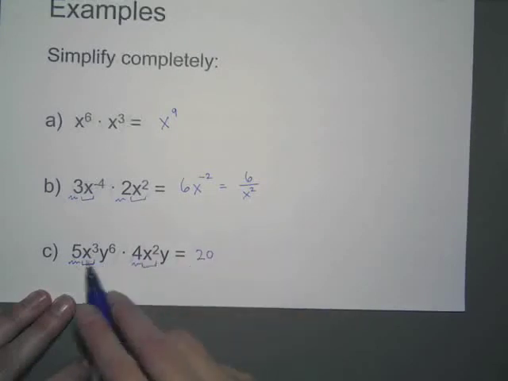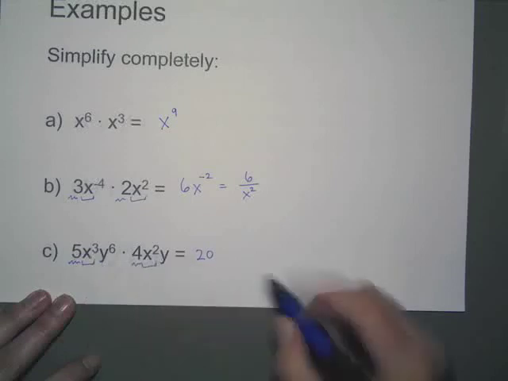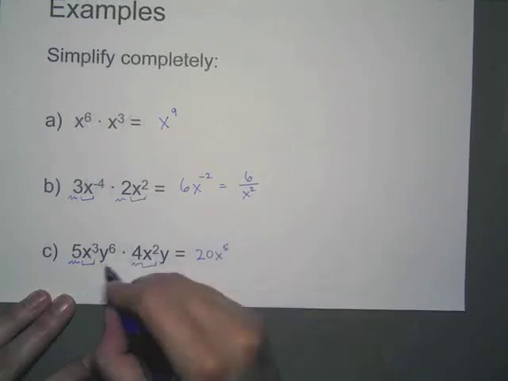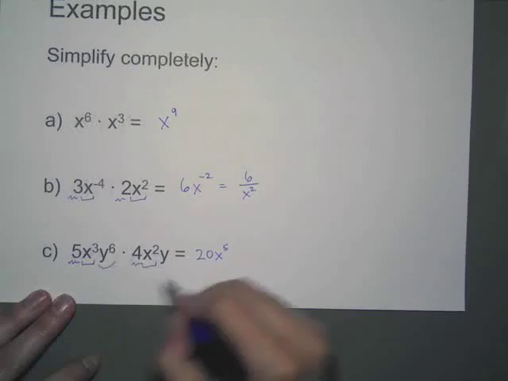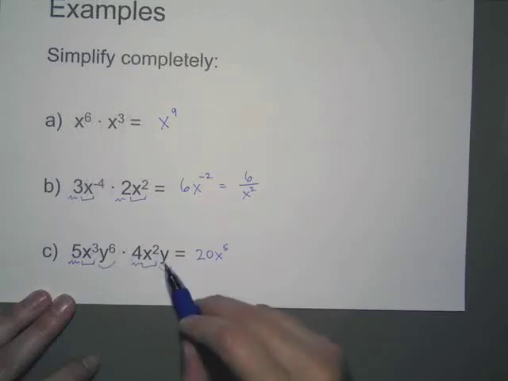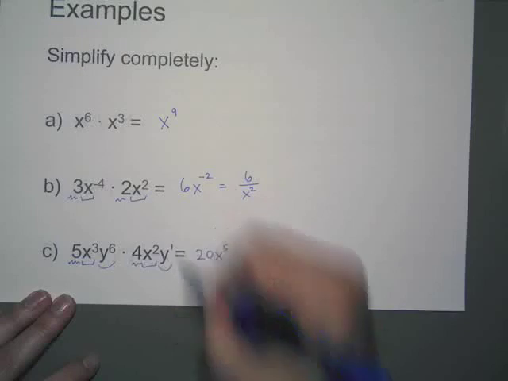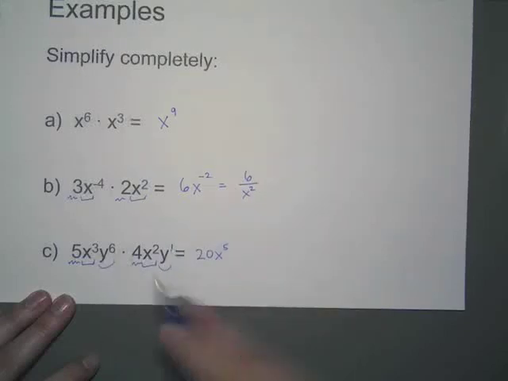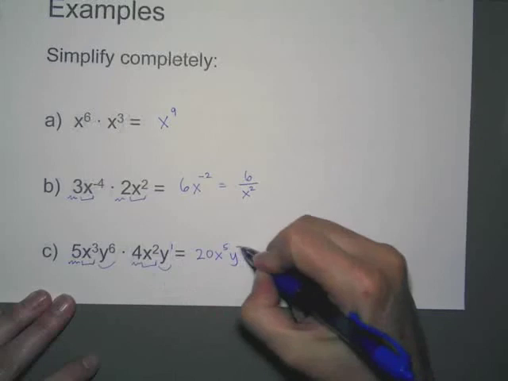Okay, 2 of the same base. I'm going to add the exponent. This is x to the 5th power. All right, and now I also see that I have my y's here. Okay, what I don't see on this second y is an exponent. I know that when I don't see an exponent, though, that there's a 1 there. So if I add these together, this is y to the 6th and y to the 1 power. I add those exponents to be y to the 7th power.